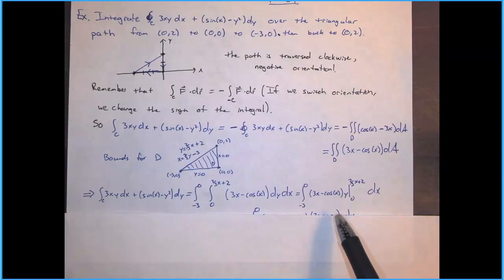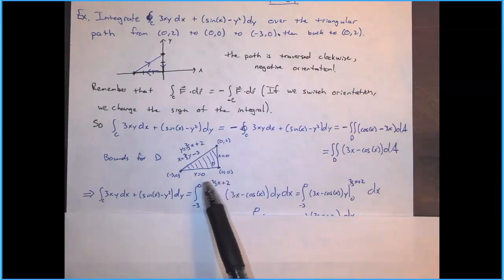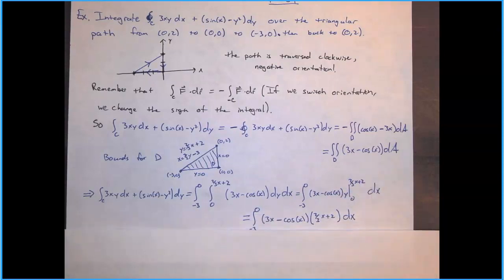Notice I can't separate this integral because I have an x in the bounds. So I can't write this as the product of 2 single integrals. So I just have to do an iterated integral, integrate with respect to y, then x. So I get a y here, I need to evaluate that at these bounds.